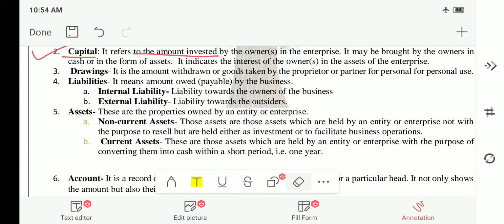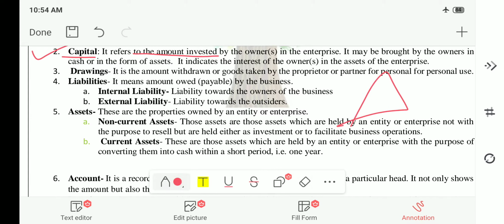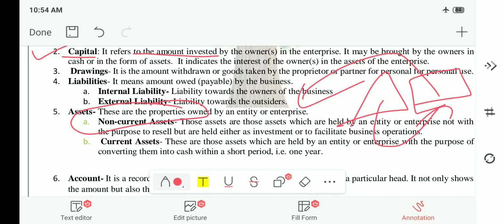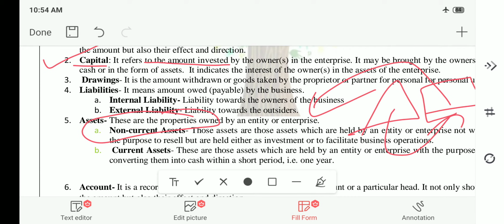If at all we consider a real estate business, and they have bought the land, then the business of real estate is to resell this land. Therefore, it will not act as a non-current asset for a real estate business, right? Whereas it will act as a non-current asset for the organization which has planned for building a new building.